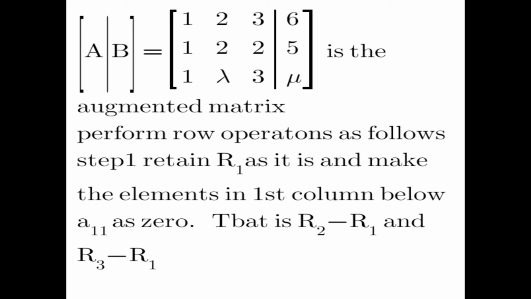Now we retain the first element a11 and make the remaining elements in the first column 0. We don't bother about the remaining elements in the matrix. We only concentrate on retaining the first element a11 if it is non-zero, and make the remaining elements in the first column 0. So we perform the operations R2 minus R1 and R3 minus R1.